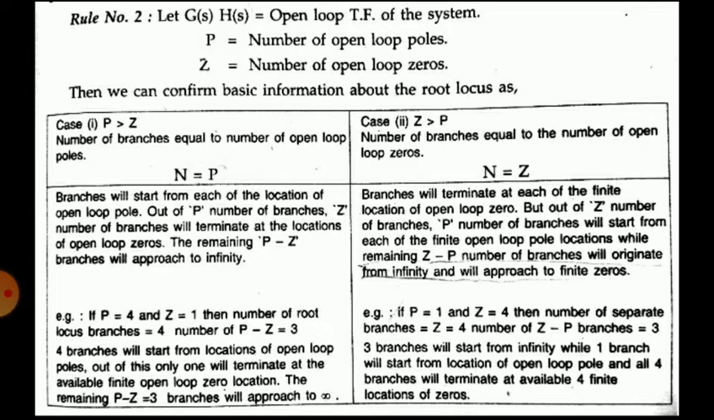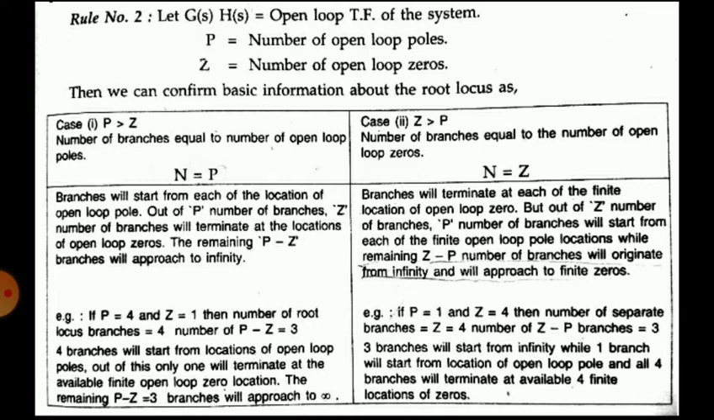Let G(s)H(s) equal the open loop transfer function of the system. Then P is equal to the number of open loop poles and Z is equal to the number of open loop zeros. After finding them, you have to see case 1, that is if P is greater than Z, then the number of branches N equals the number of open loop poles.